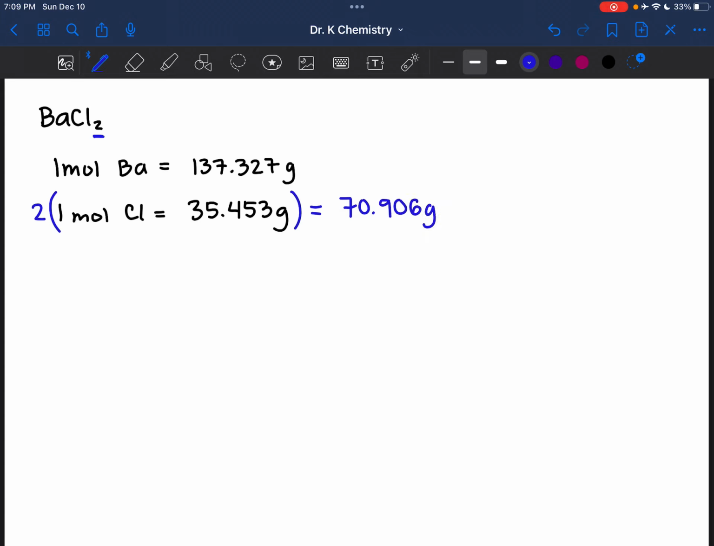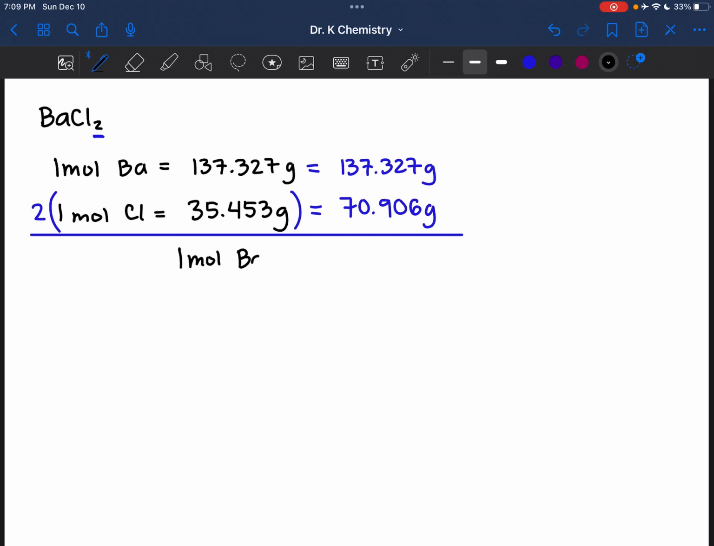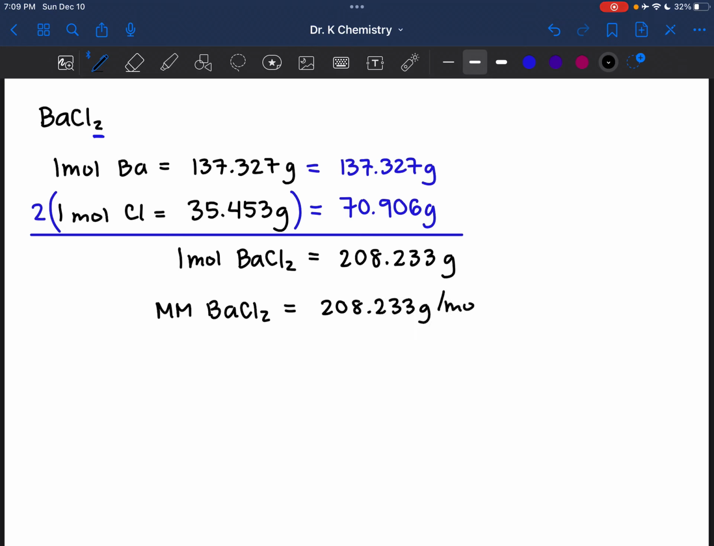And that's getting me a mass of 70.906 for the chloride. The barium I can just copy because we only have 1 of them in the formula. And then I'm going to add all of that together. That's saying that if we were to weigh 1 mole of barium chloride, the compound, it would have a mass of 208.233 grams. Another way you could express that is by saying that the molar mass of barium chloride is 208.233 grams per mole. And now we'll do the same thing for barium sulfate.